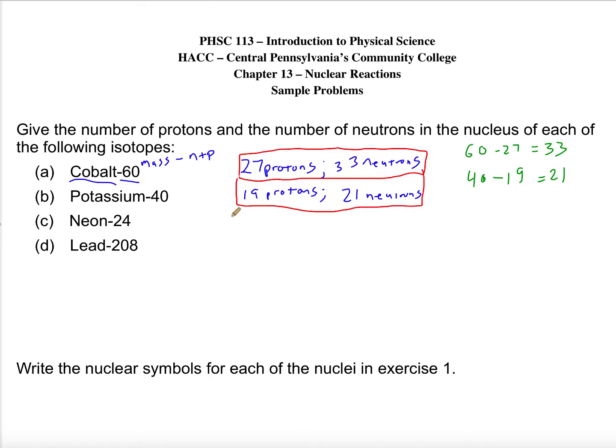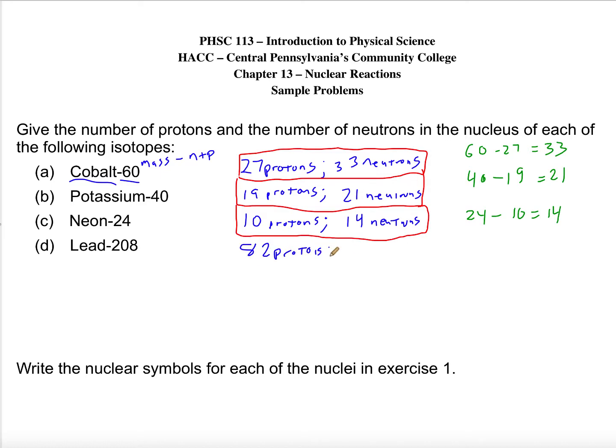The next one, neon 24, again we look up neon in the periodic table, and that would have 10 protons. And since it's neon 24, we'd take 24 minus those 10 protons, means it would have 14 neutrons. And then our last one, lead 208. Look up lead in your periodic table and find out that lead has 82 protons. And then take 208 minus the 82 to tell you that it has 126 neutrons.